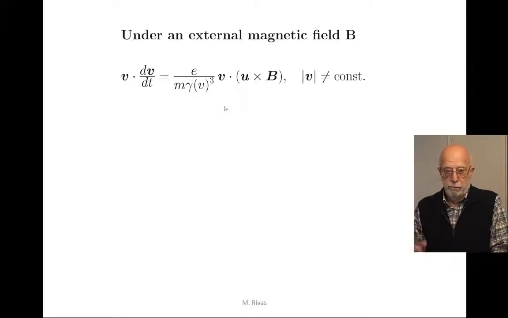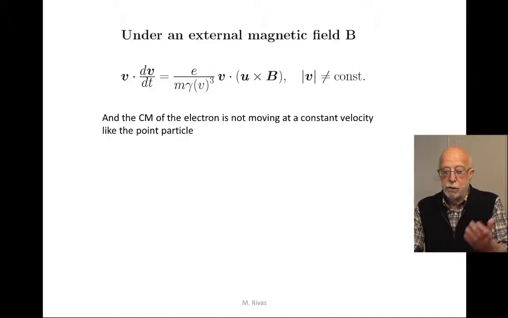The reason is clear. The spinning model has a magnetic moment, and as we see, the magnetic moment is related to the center of charge spin. And as we'll see, the center of charge spin, and therefore the magnetic moment, is oscillating very rapidly when moving the electron. So this motion of the magnetic moment in the external fields produces an energy transfer between the particle and the magnetic field. Okay, so the center of mass of the electron is not moving at a constant velocity like in the point particle.